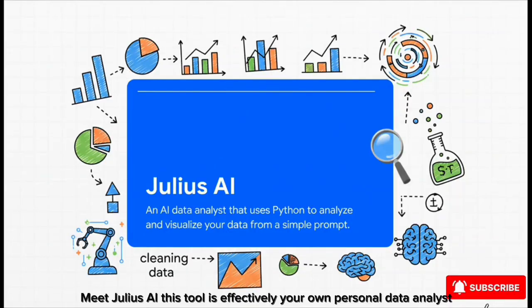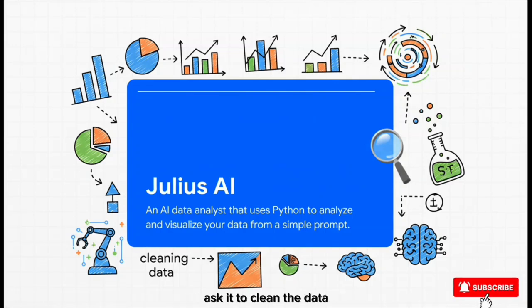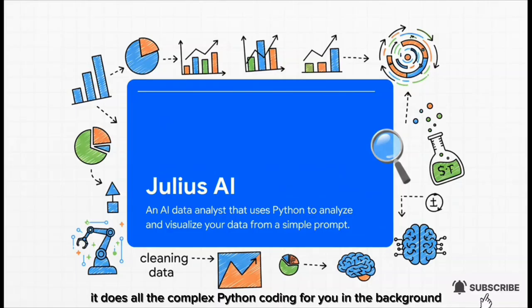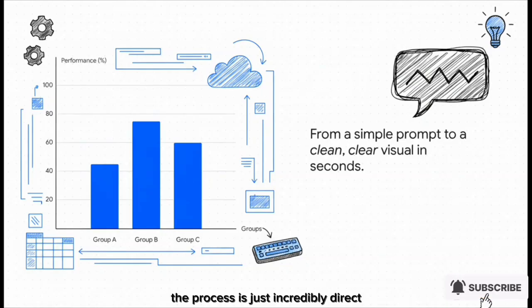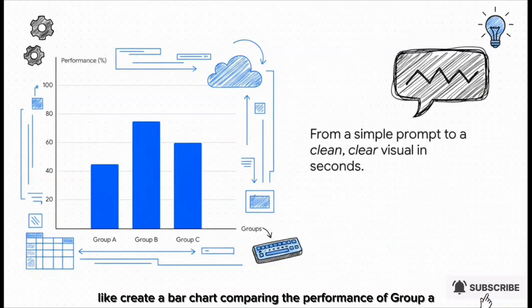Meet Julius AI. This tool is effectively your own personal data analyst. You can upload a data file and then, using just simple text prompts, ask it to clean the data, run statistical tests, and generate visualizations. It does all the complex Python coding for you in the background. The process is just incredibly direct. For example, you can upload a spreadsheet and just type a prompt like, create a bar chart comparing the performance of group A, B, and C, and you'll get a clean, clear visual like this one in just a few seconds.